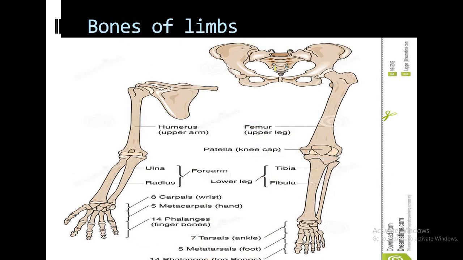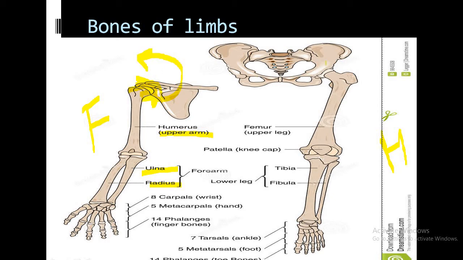Now we have to see about the bones of the limbs. Here you can observe this is the forelimb, it means the upper limb, and this is the hind limb, that is the lower limb. In this forelimb, the upper arm is known as the humerus. Then below the humerus there are the ulna and radius. In between the humerus and the pectoral girdle there is a joint, known as a ball and socket joint. The head of the humerus acts like a ball, and the pectoral girdle acts as a socket, and it will perform free movement in almost all the directions.